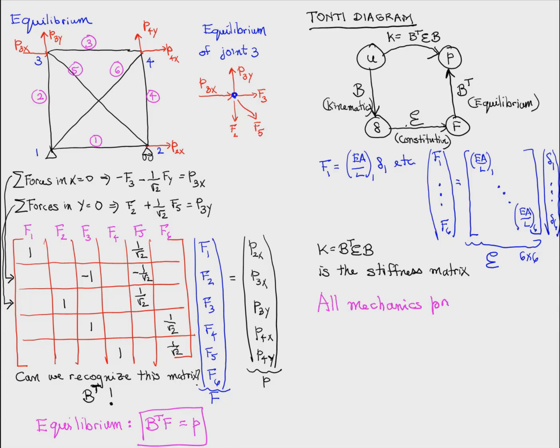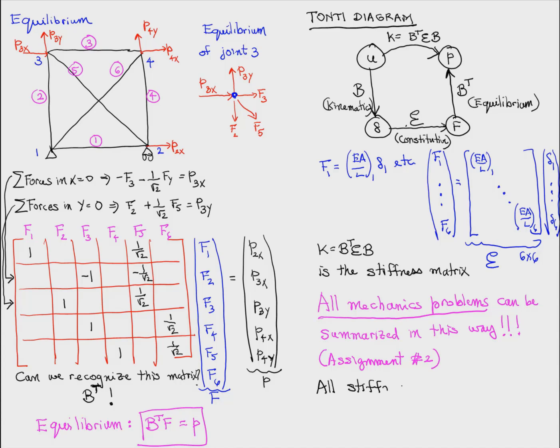The interesting thing is, although we've developed this for the truss, all mechanics problems can be summarized in the form of this Tonti diagram. That's what makes this very useful. In assignment 2, we will develop Tonti diagrams for different mechanics problems. Also, all stiffness matrices look like B transpose E times B.